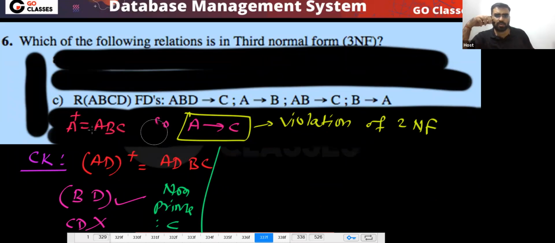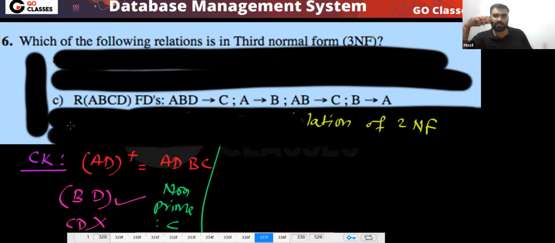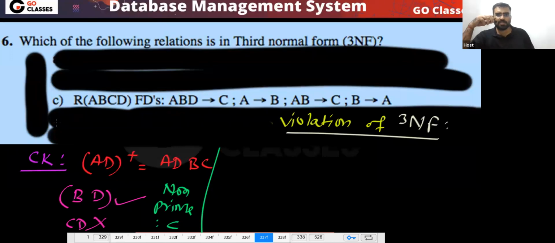But what is method number 2 for checking the violation of 3NF? Where is the violation of 3NF? Tell me. The same violation will work, or you can give some other violation. The non-prime attribute is C. So you cannot give non-prime to non-prime, Nikhil, because there is only one non-prime attribute. Will the same violation work or not?